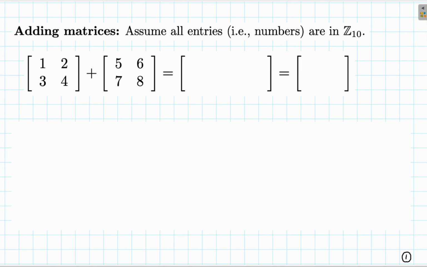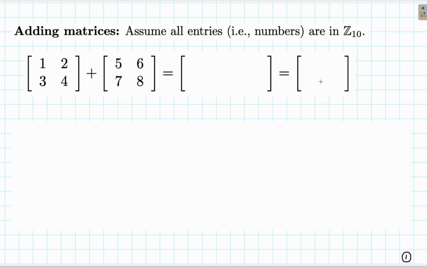We will continue to study examples of groups. In particular, today we'll look at matrices, which are rectangular arrays of numbers. Now in our class, we'll focus on 2 by 2 matrices. So 2 rows going across and 2 columns going down.